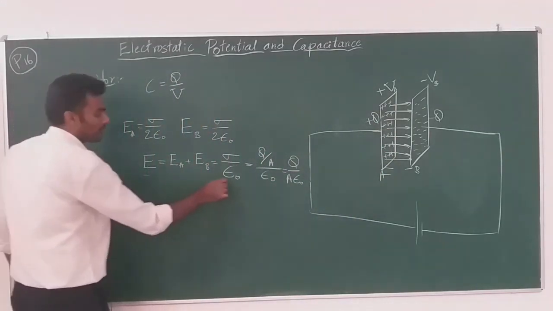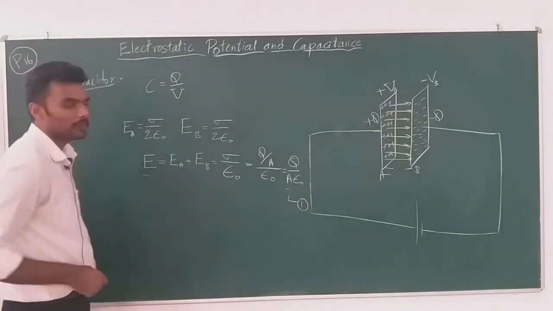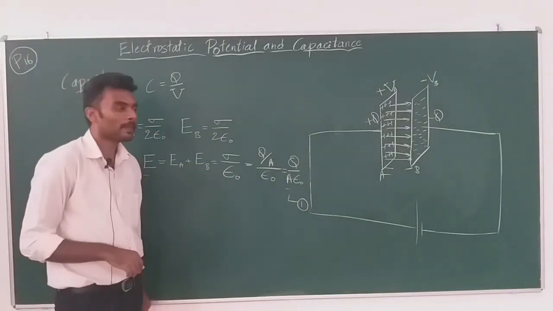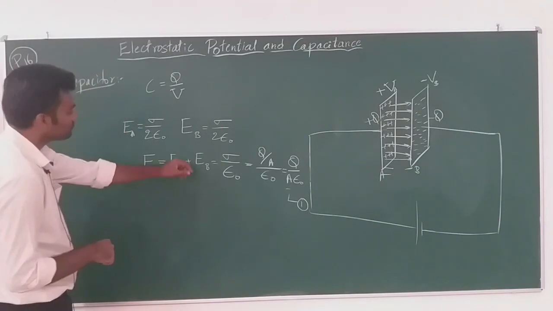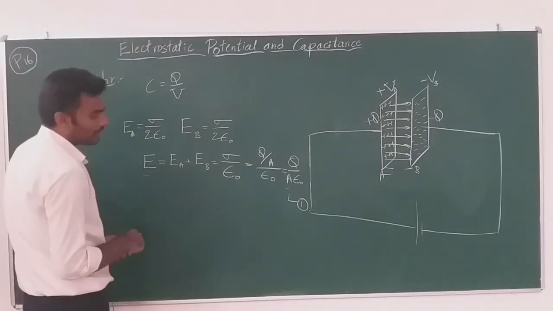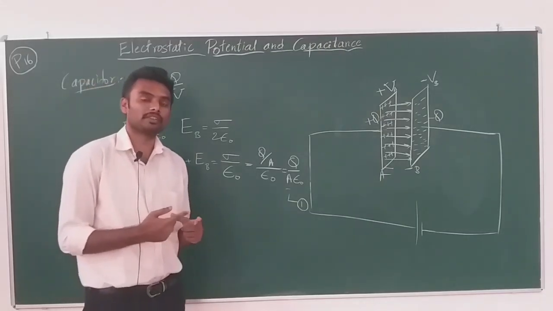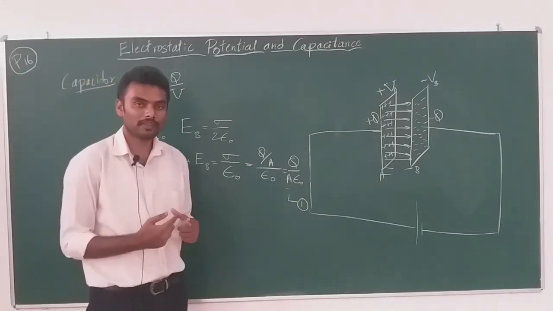So we have one expression for electric field. Let me call this expression equation 1: E is equal to Q by A epsilon naught. Now moving ahead, we have an expression which connects electric field and potential difference. Remember that?